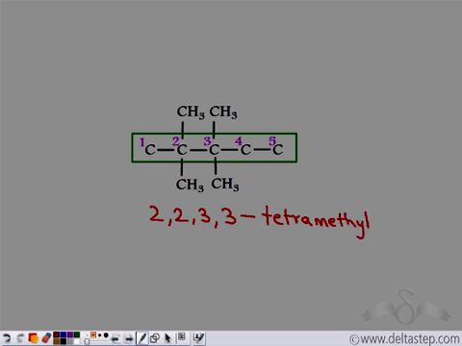So di stands for 2, tri is 3, tetra means 4. So in this case, we specify the number for each of the substituent. Since we have 4 methyl groups, we get tetramethyl. So this is the prefix for this organic compound.